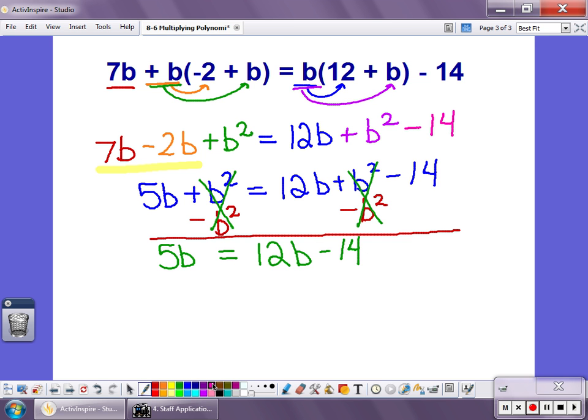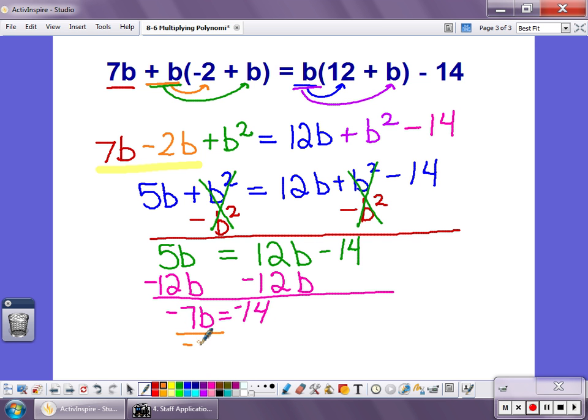So now, let's get all of our b's together. On the opposite side of our problem is our number, so I'm going to start by subtracting 12b on both sides. That'll move my b's to the left side of my equation, negative 7b, and all my numbers are going to be on the right side, negative 14. And to finish off this problem, I just divide by negative 7, that'll isolate my b, and I find out that my answer is b equals 2.